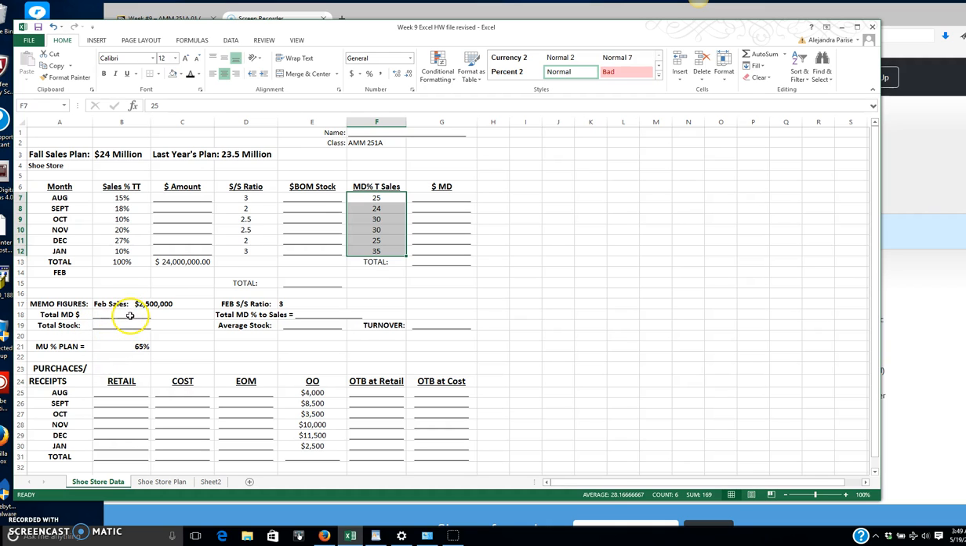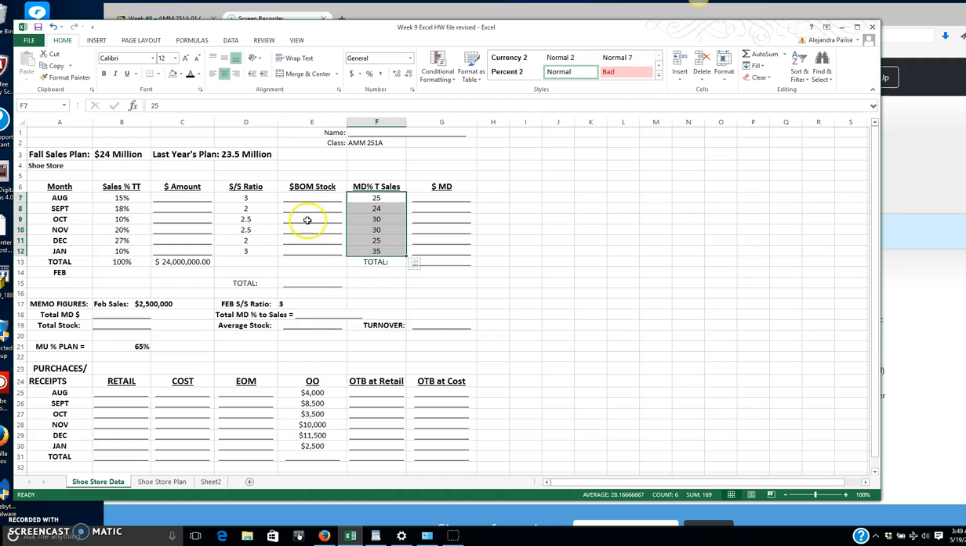Determine total markdown dollars and total stock, which is BOM. For markdown percentage to sales, you get your total markdown, and then you have to determine, of the total dollar markdown, what the markdown percentage is for the season. So you take your total markdown and divide by your net sales, which would be your 24 million, and that would give you your percentage for the season.